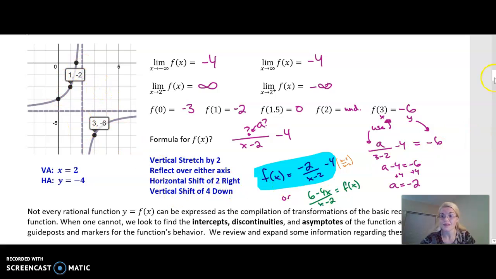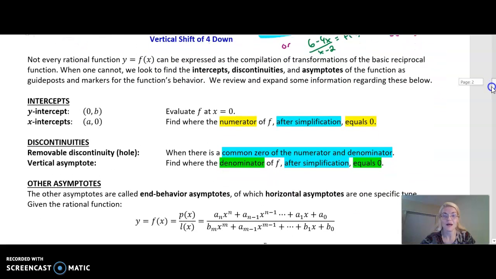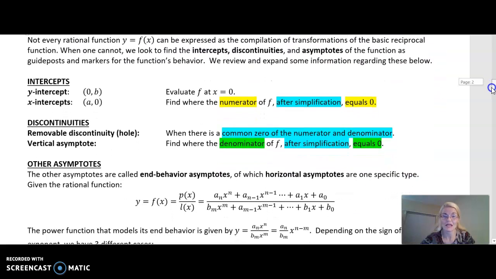So let's now look at some examples where it's not a linear over a linear. So not every rational function, right, is transformations of the reciprocal function. But what we can do is we can focus on the intercepts, the discontinuities, and the asymptotes to help us graph a good sketch. So a couple things. So intercepts, again, the y-intercept, plug in 0. X-intercepts are when your numerator is equal to 0 after simplification.